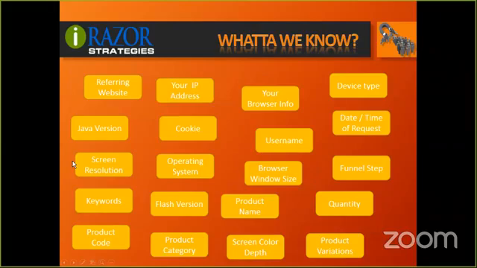Okay, so what do we know? With this information, we know things such as the referring website, your IP address, unless you're using a VPN. We know your browser information, what type of device you have. Now, again, back in the early days, we were pretty much working just with computers. We didn't have tablets yet. We didn't have smartphones. So the device type now, of course, is much more important.